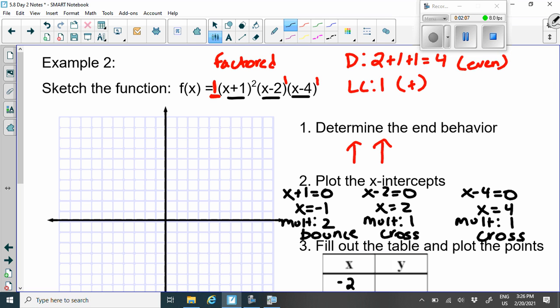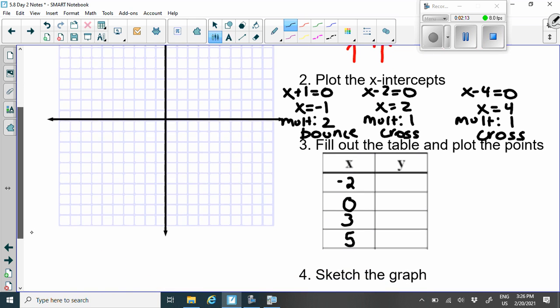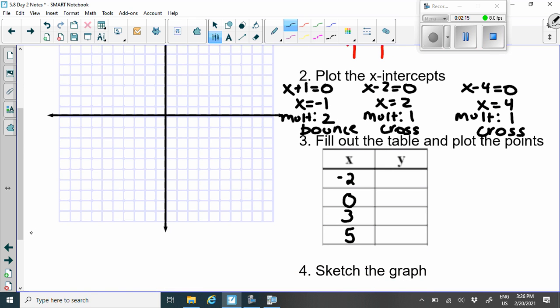Before we plot these points, let's find some other points so we can be a little bit more specific when we sketch this function. I have once again given you x values, so go ahead and fill this out onto your notes. Remember, on your homework assignment, I have already given you the x values on the xy table. Now what we're going to do is take these values and plug them back into the original function to get the y values, okay?